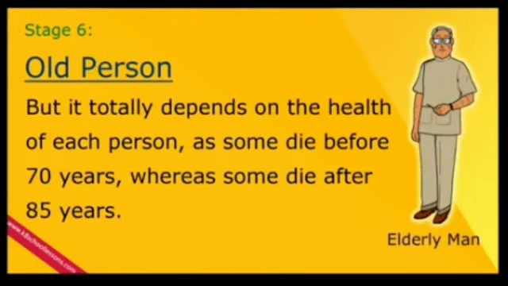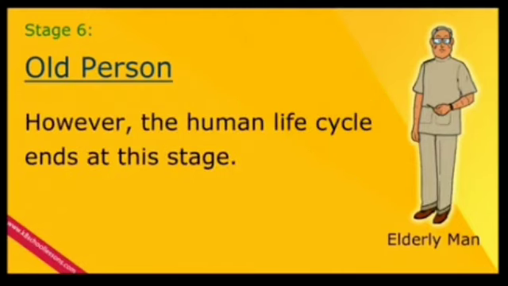And an adult reaches about 60 years of age, then becomes an old person, but it totally depends on the health of each person, as some die earlier. The human life cycle ends at this stage.